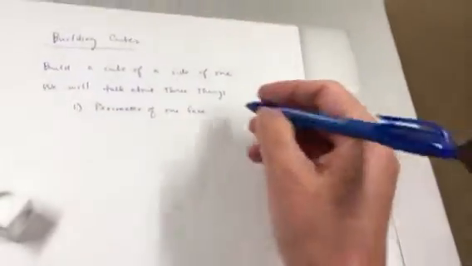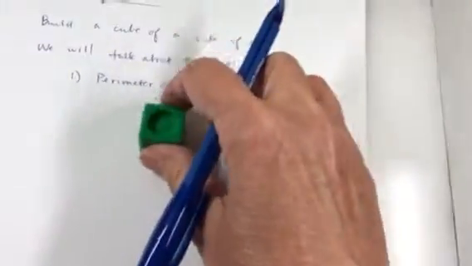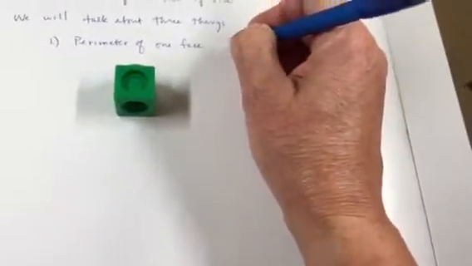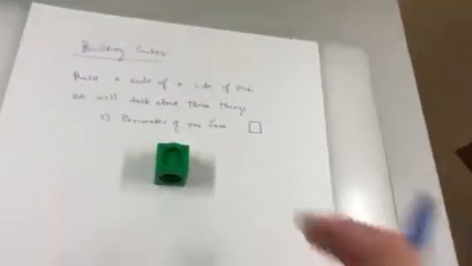The perimeter of 1 face is really, I'm looking at my cube. I'm going to use a different color to contrast with the paper. I'm looking at my cube and I'm seeing that the flat side, 1 face, the perimeter, that's just like the perimeter of a square that you've been doing for years and years and years. So the perimeter of 1 face.